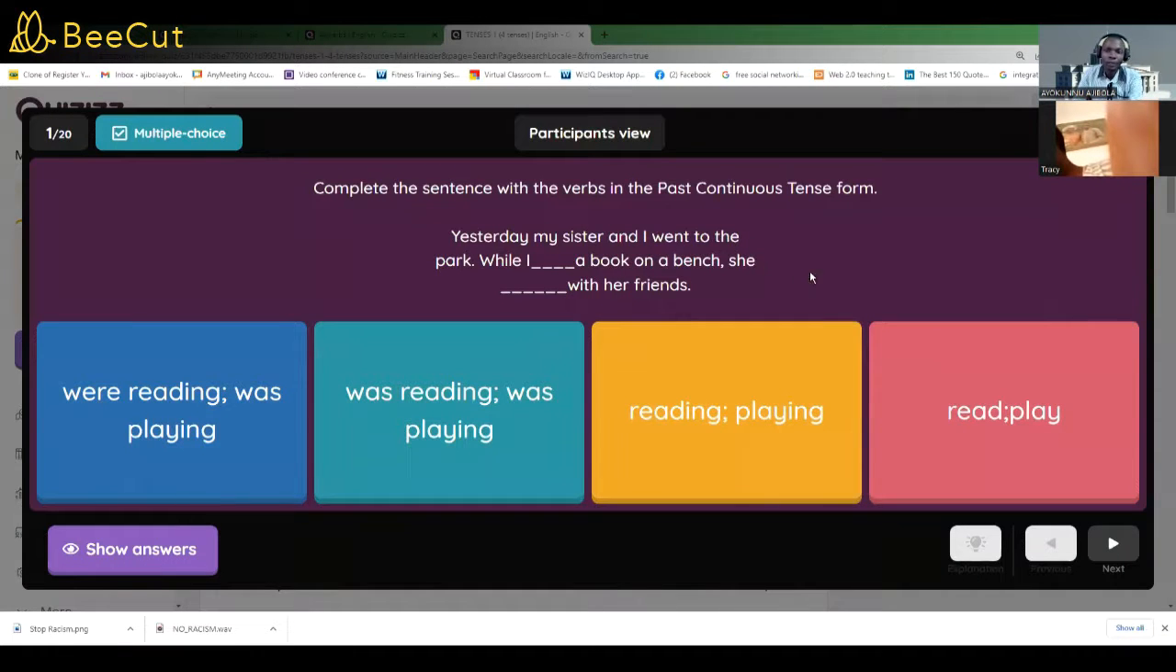Now, this is the first question. Okay, wait. The instruction says complete the sentence with the verbs in the past continuous tense form. So, yesterday, my sister and I went to the park. While I was reading a book on a bench, she was playing with her friends. So, go for your options A, B, C, or D. Your time is going.